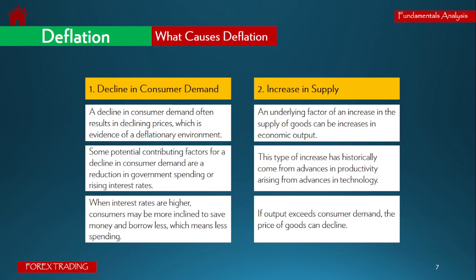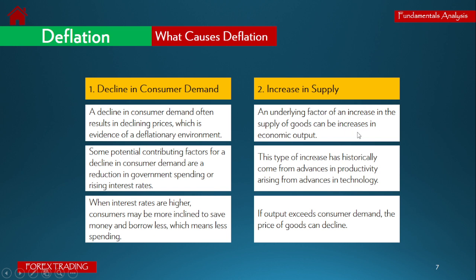So what causes deflation? As we discussed, there are two main causes of deflation. Number one, decline in consumer demand, and number two, increase in supply. When there is a decline in consumer demand, it often results in declining prices, which is evidence of a deflationary environment. Some potential contributing factors for a decline in consumer demand are a reduction in government spending or rising interest rates. When interest rates are higher, consumers may be more inclined to save money and borrow less, which means less spending.